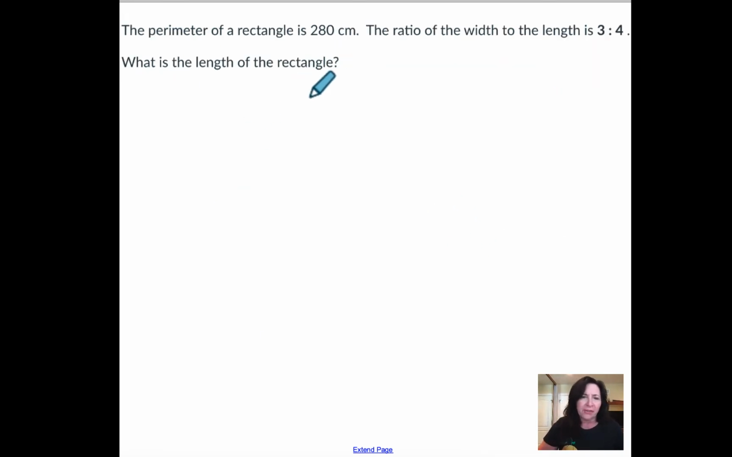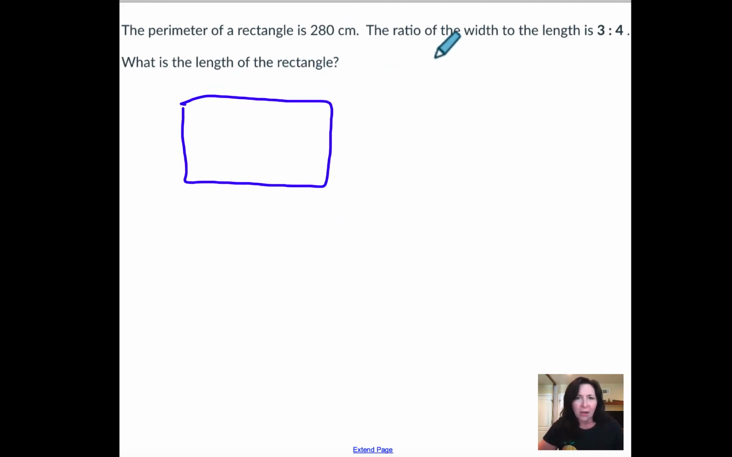For this problem here, it says the perimeter of a rectangle is 280 centimeters. So that's basically all the way around the rectangle. So the perimeter is equal to 280. Now, we know that the ratio of width to length is 3 of something and 4 of something. We don't know what it is, but that's my ratio, and we do know that it's of something.